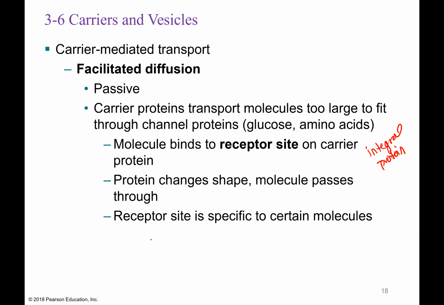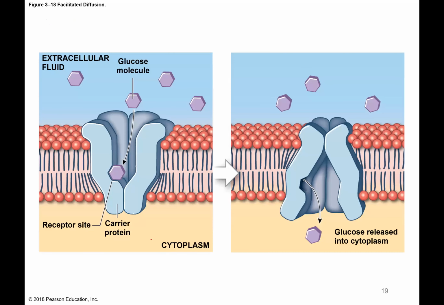Important to remember that the receptor site is specific for each particular molecule. So you have receptors for glucose, you have receptors for amino acids, you have receptors for certain other molecules. They have to bind to the specific receptor that they match with in order for this process to occur. Remember, we talked about how shape determines function when we're talking about proteins. It's the same for any molecule, especially when we're talking about receptors. The receptor is specific for each individual type of molecule that needs to enter the cell.